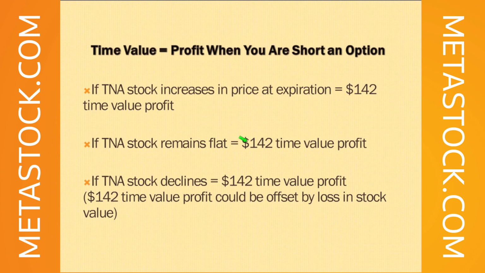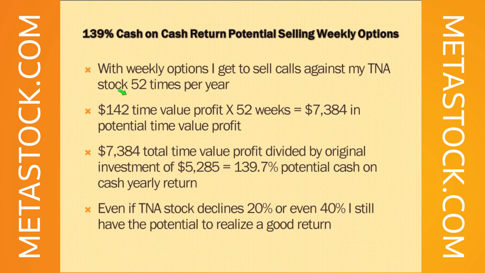So let's take a look at the potential for this trade if you do this 52 weeks a year, which I do. And you can see if you were to collect a similar premium, and let's just assume you collected a similar premium, so 1.42, if you did that 52 times a year, you're going to collect over $7,000 in time value option premium, which again becomes profit at option expiration. And so we saw where the initial cost was $52.85, and you're going to collect over $7,000 in cash. So this has the potential to generate 139% cash on cash return over the course of a year.